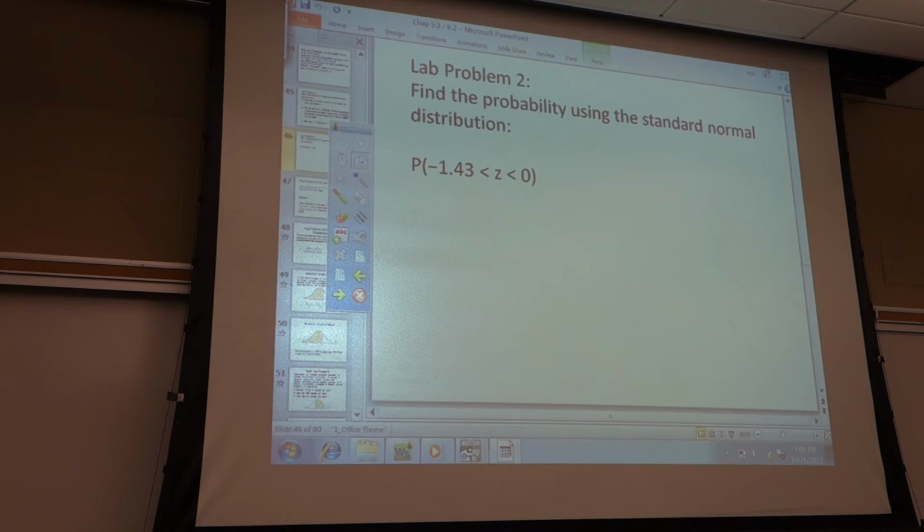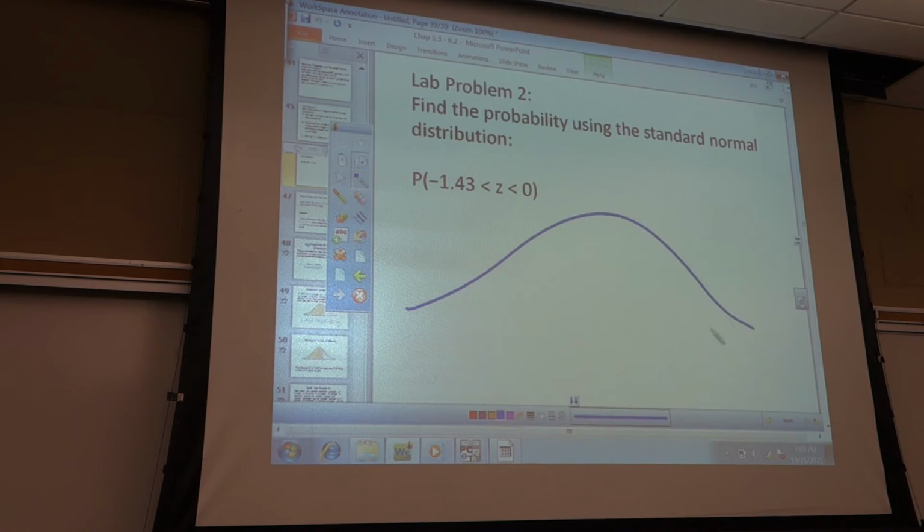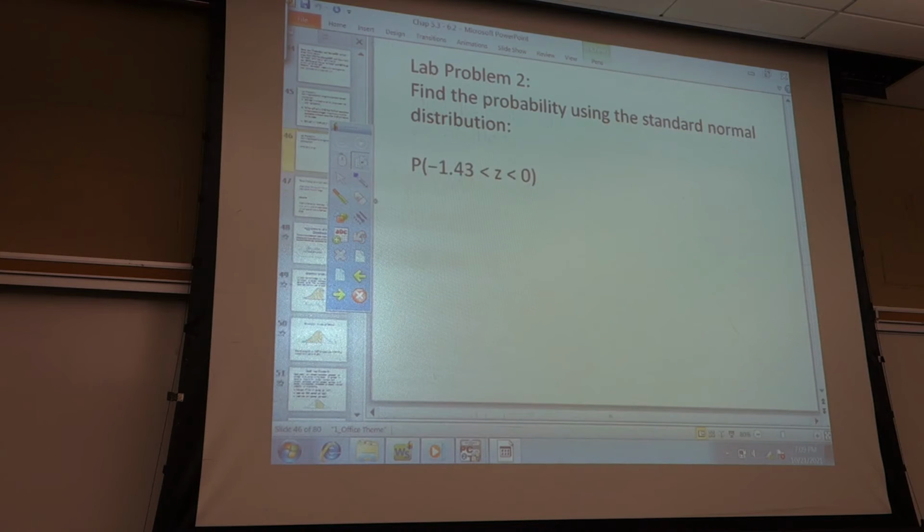I'll do lab problem 2 as well. So, did folks do lab problem 2 yet? Okay, that's right. We'll skip it for today. We got other things. We got bigger fish to fry.